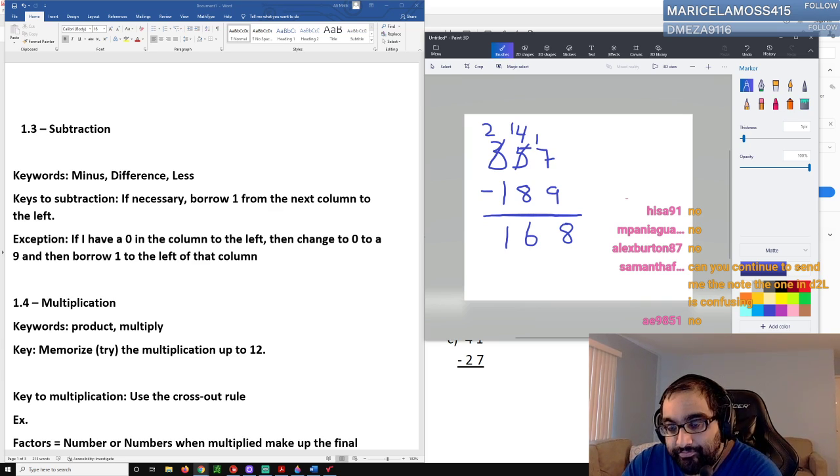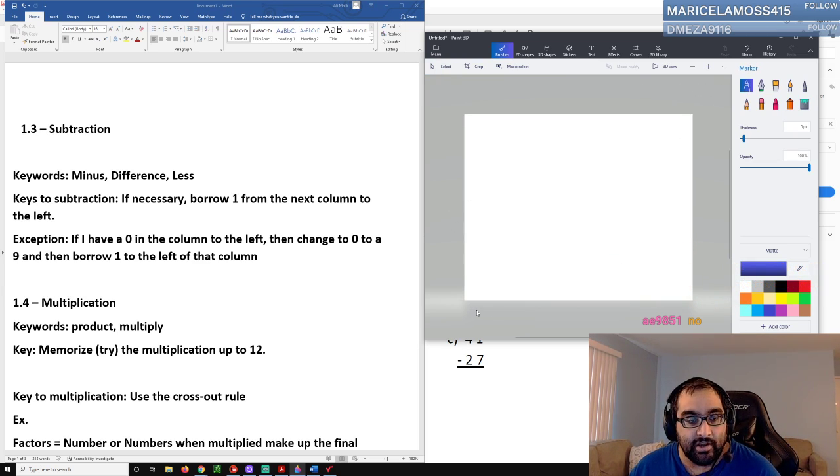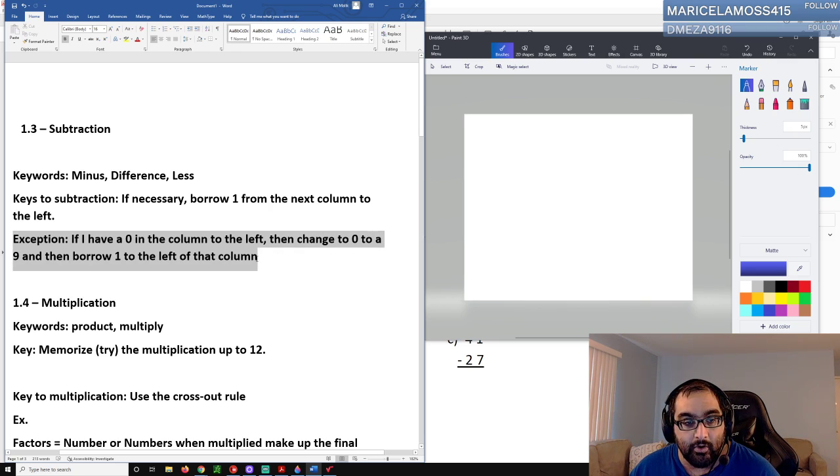Okay, so let's go ahead and try another example here. This time we're going to look at the exception to the rule when it comes to subtraction. So let's talk about this exception. The exception says that if I have a 0 in the column to the left, then we have to change the 0 to a 9 and borrow 1 to the left of that column.